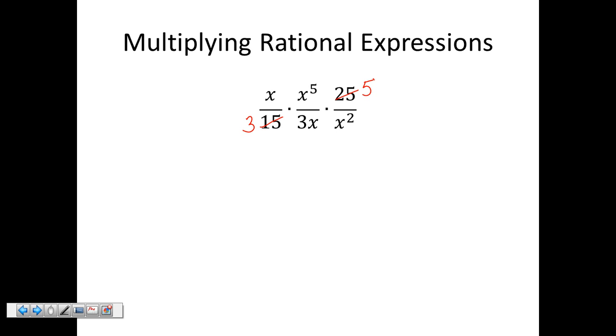Okay, so I know that my answer is going to have 5 in the top and 9 in the bottom. Why 9? Well, you've got to multiply these 3's together.